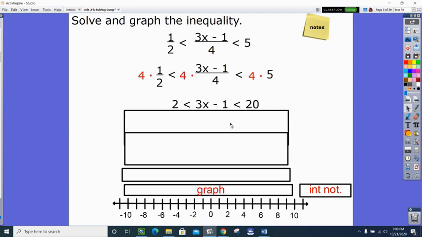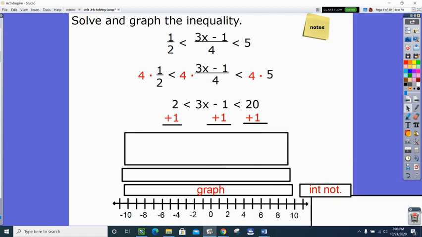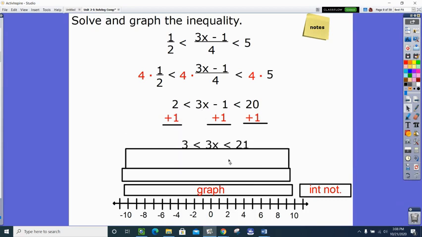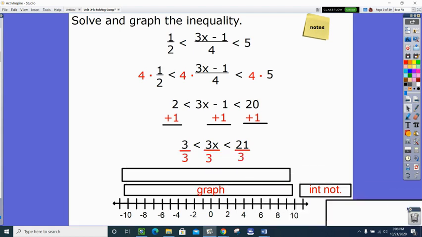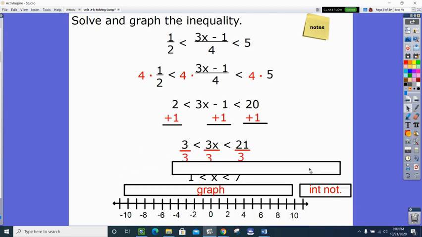And look already how much easier this looks. I'm going to add 1, but again, to all 3 pieces, add 1 to the 2, add 1 here, and add 1 to the 20, and this is the way you show your step. I'm going to get 3 on the left hand, I'm going to get 3x in the middle, and I'm going to get 21 out here. And then the final step to get the x by itself would be divide everybody by 3, and when I do that, my final compound inequality will be all numbers greater than 1 and less than 7.